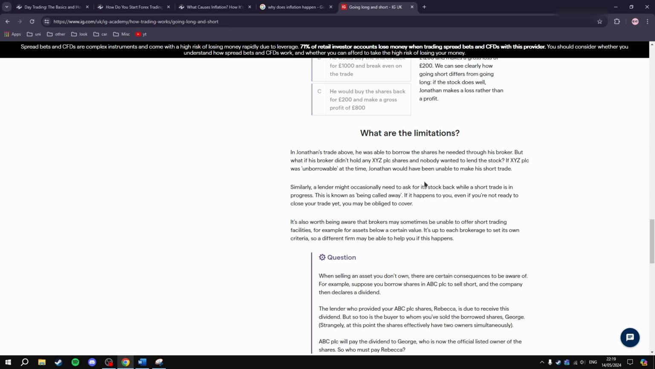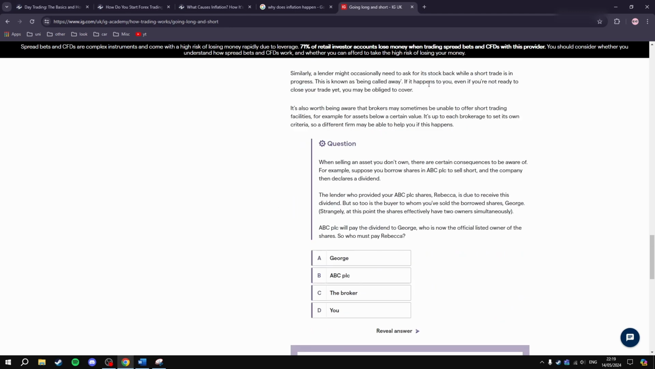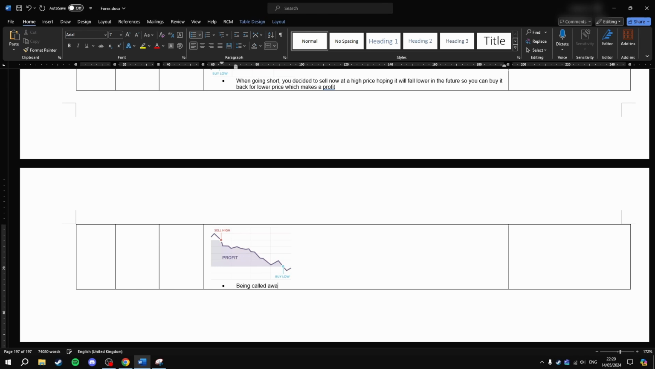What if you make a loss on that then? Would the broker cover that loss for you, or would you just have to eat the loss basically? Because the broker forced you to close the trades. So technically it's not your fault, right? That makes sense. So, being called away.